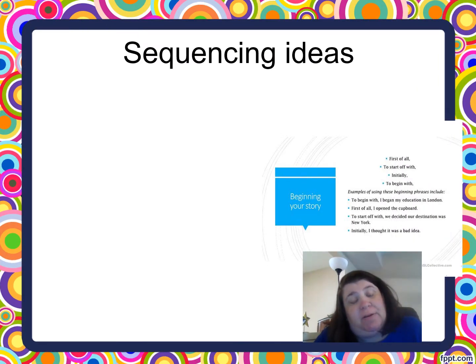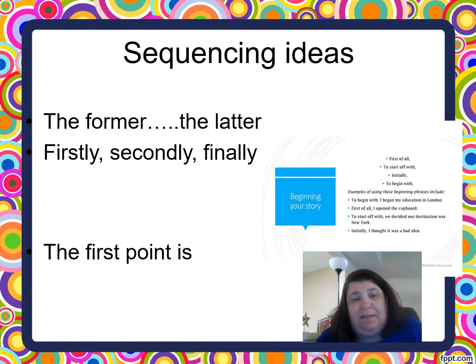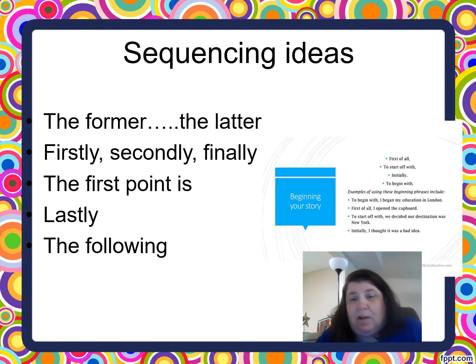So on this slide, we're going to look at sequencing ideas. And this is just putting things in order in the manner that they happen. So let's look at some of the linking sequencing words: the former and the latter, first, second, finally, the first point is, lastly, and the following.